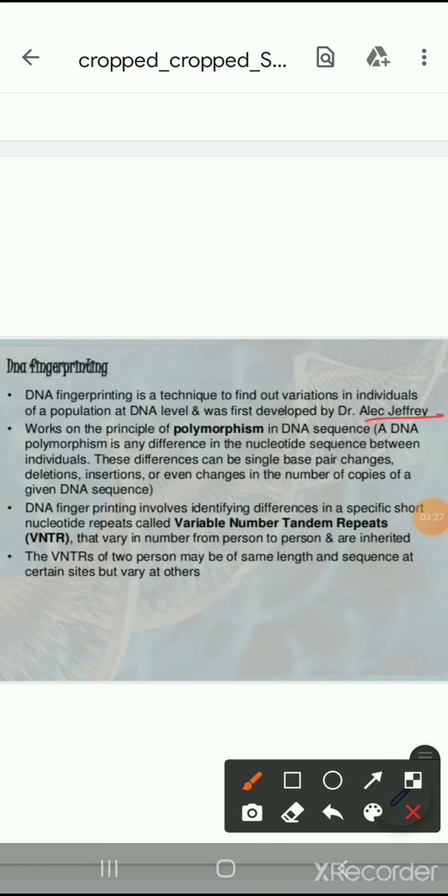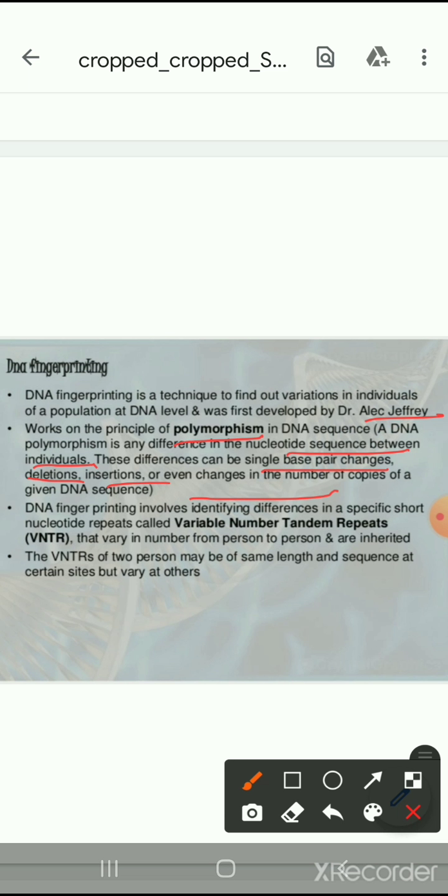It works on the principle of polymorphism in DNA sequence. So what is a DNA polymorphism? It is any difference in the nucleotide sequence between individuals. The difference can be single base pair changes, deletions, insertions, and even changes in the number of copies of DNA sequences. So it works on the principle of polymorphism.